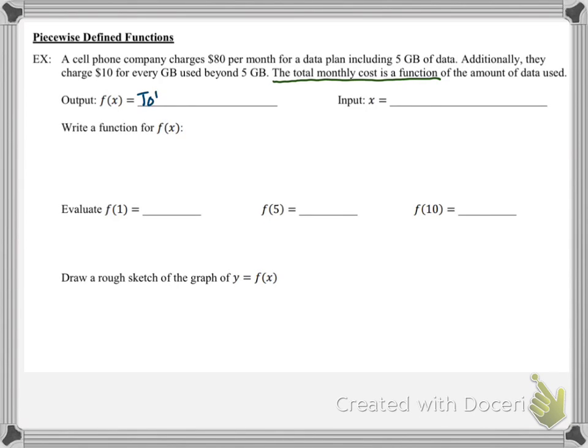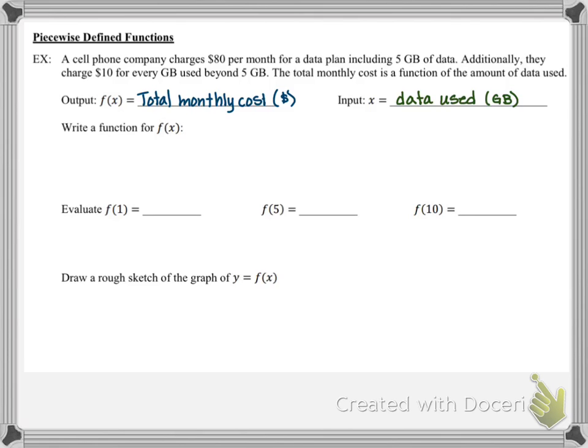So, total monthly cost. And then what we read is a function of, what it's a function of is our input. And so what's our input here? Yeah, that's going to be the data used, in gigabytes. And then this is in dollars.